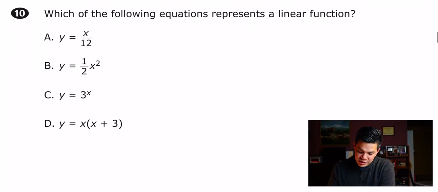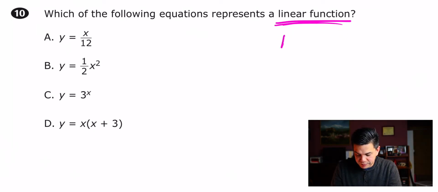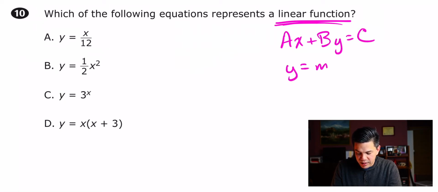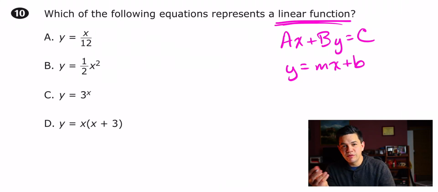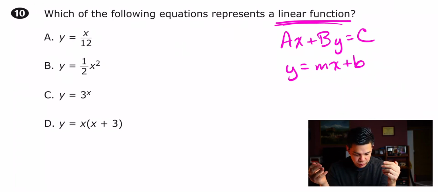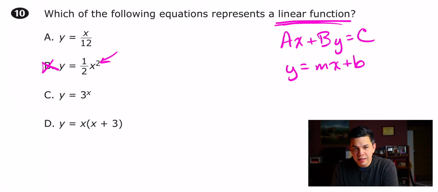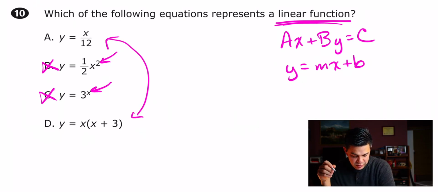Which of the following equations represents a linear function? All right, so for linear functions, we want to be thinking about those linear equations in the form ax plus by equals c, or y equals mx plus b, or any of those other equations that you might have heard about, setting slopes equal to each other, etc. These exponents right here ruin everything in this problem. So that is not a linear equation. This exponent here, not a linear equation. So I guess it's between these two here.